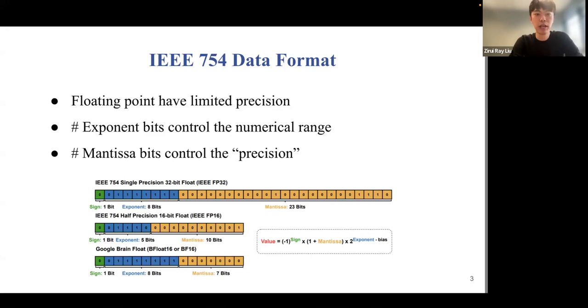For IEEE 754, you have three parts in your binary representation. First, the sign bit, which controls whether the number is positive or negative. Then the exponent bits control the range of your representation. And finally, the mantissa bits control the numerical precision. If you have more exponent bits, you can represent a wider range of floating point numbers. Similarly, if you have more mantissa bits, you can represent the number more accurately. So the mantissa is like the resolution of your floating point number.